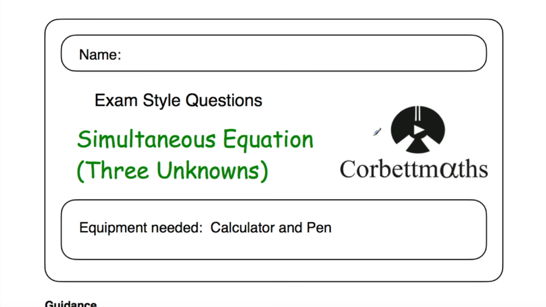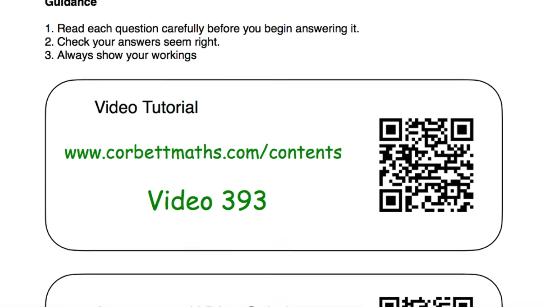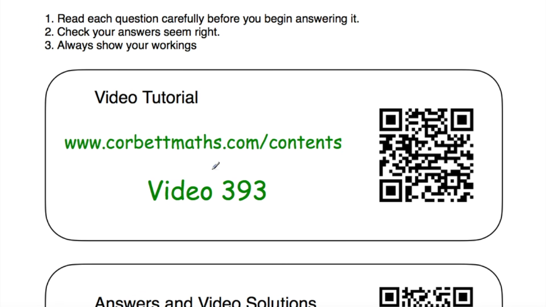So these have been the video solutions for the Corbettmaths Practice Questions on simultaneous equations with 3 unknowns. I really hope you found this video useful. If you need any extra help on simultaneous equations with 3 unknowns, go to video number 393 on Corbettmaths, where there's a dedicated video tutorial on solving simultaneous equations with 3 unknowns. Alternatively, you can scan this QR code.